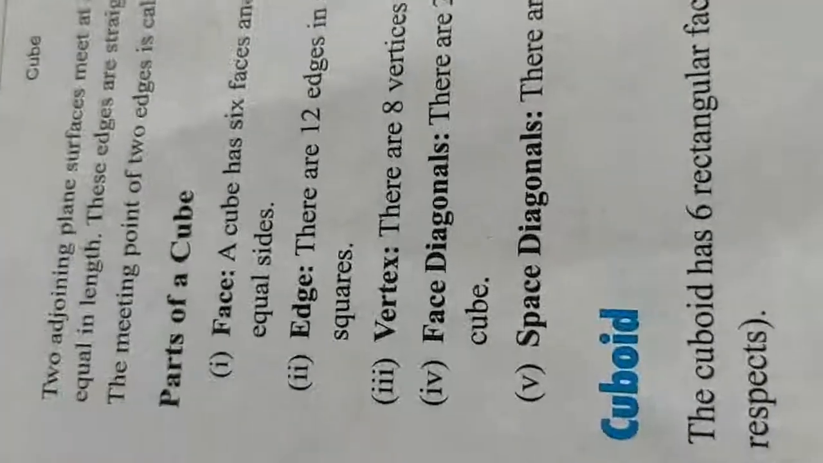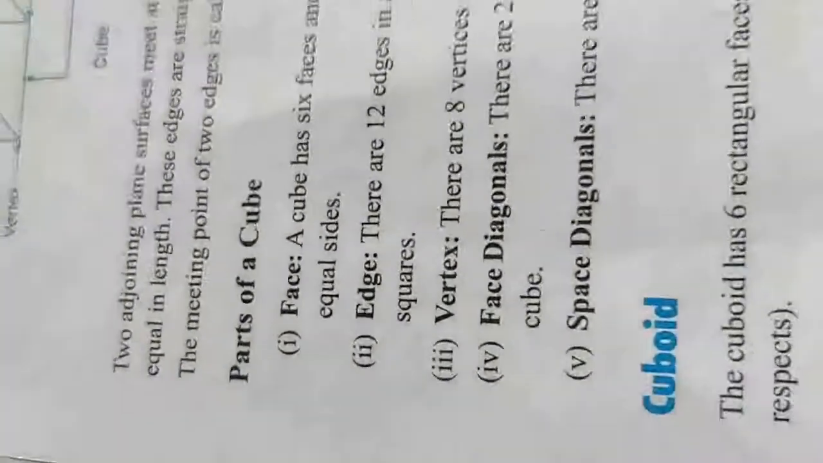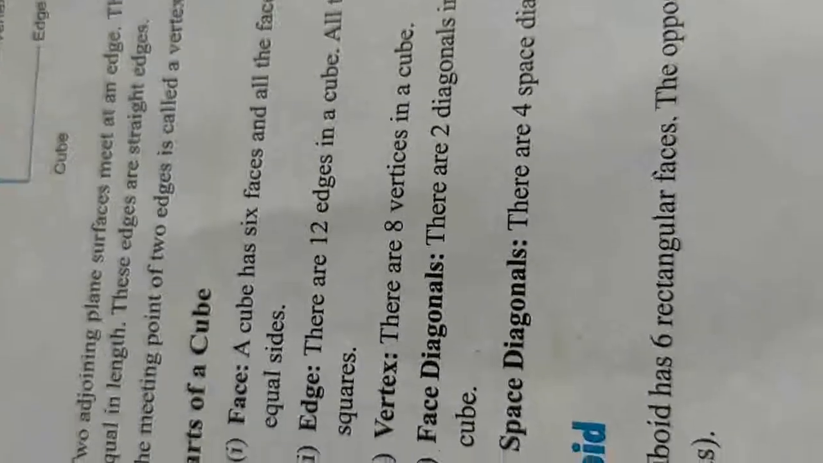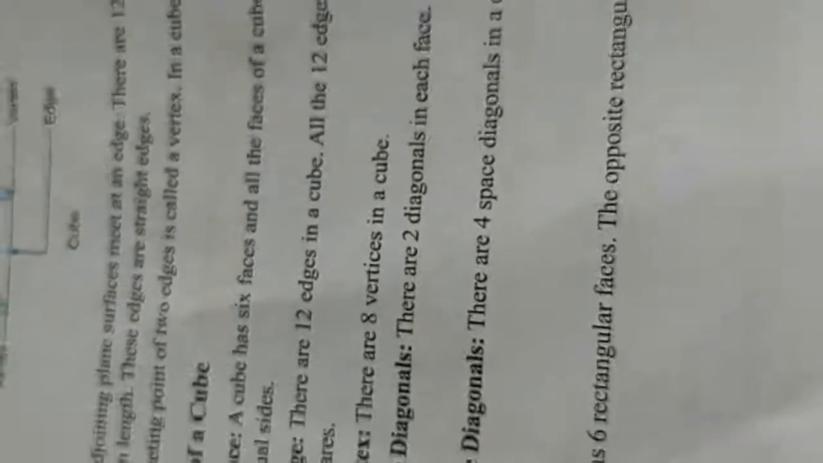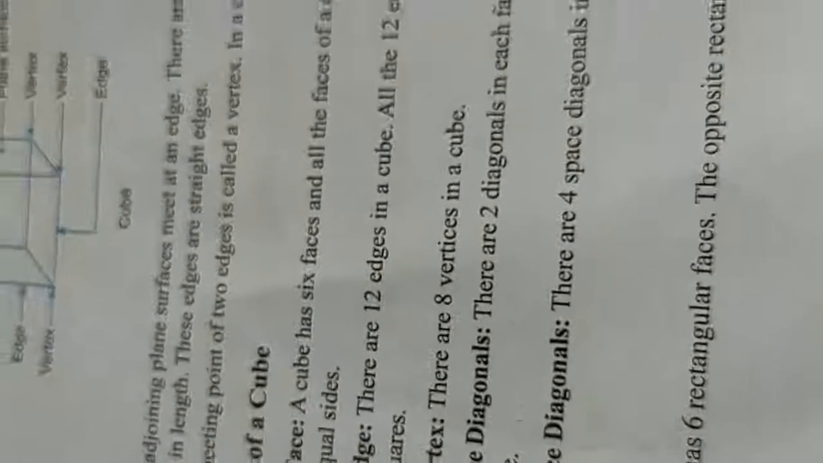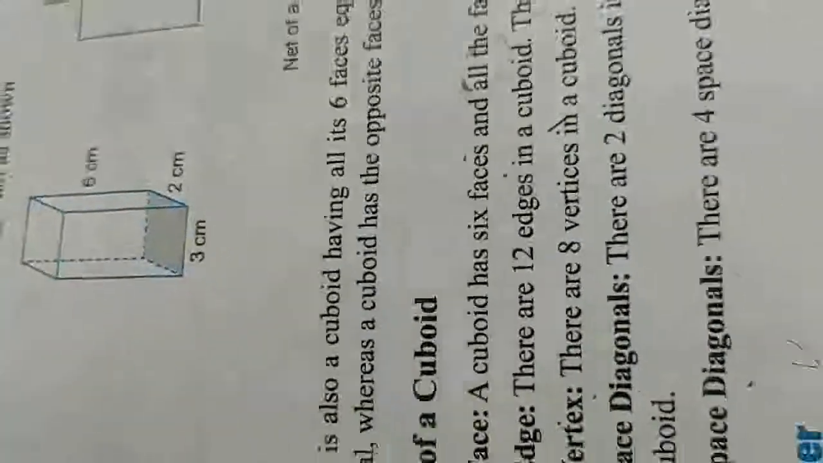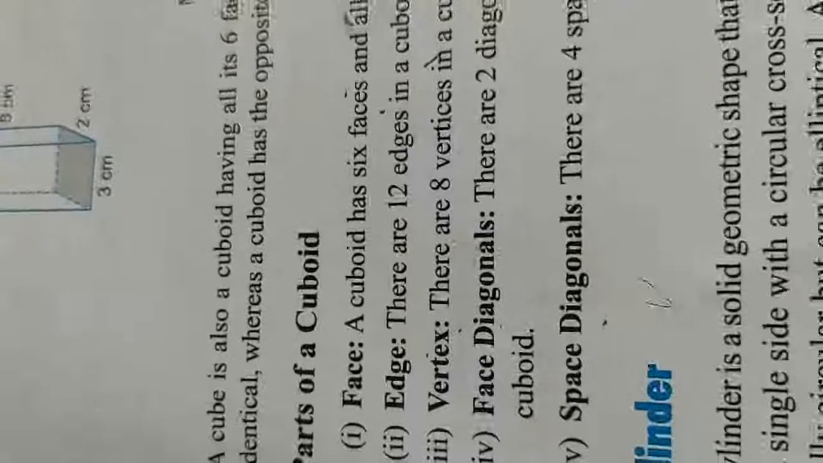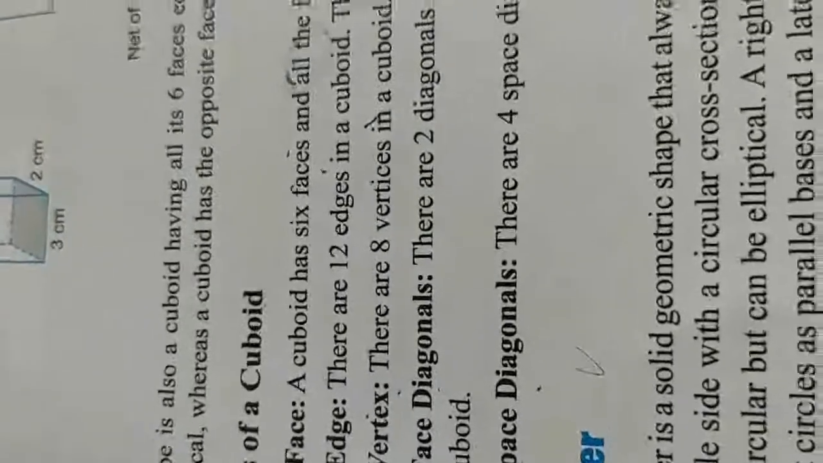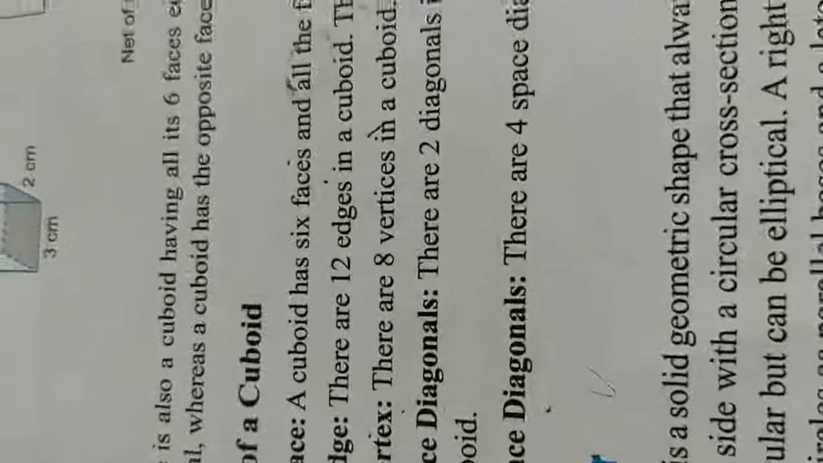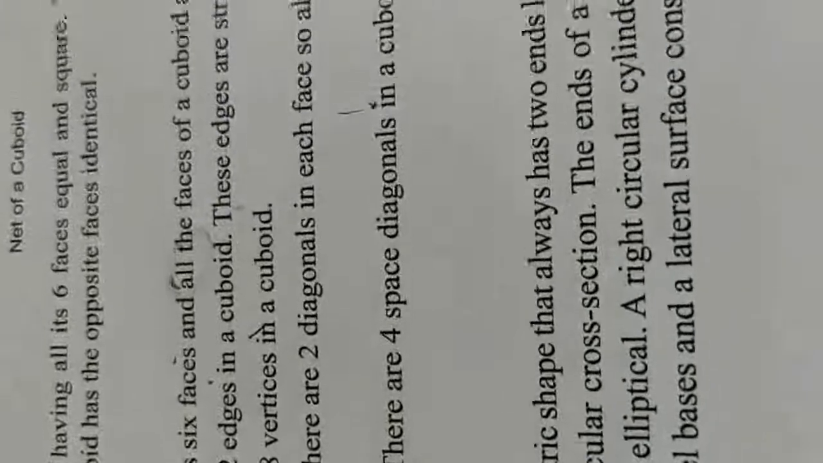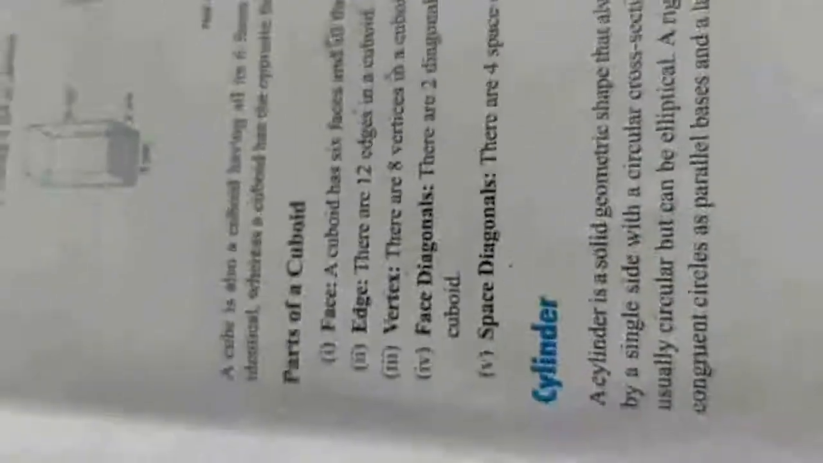Now same as cuboid, cube is made up of square and cuboid is made up of rectangle, and cuboid has 6 rectangular faces. The opposite rectangular plane surfaces are identical, means equal in all respects. And parts of cuboid, see, this is cuboid, and cuboid has also 6 faces, 12 edges and 8 vertices, and there are 2 diagonals in each face, so 6 faces, 6 multiplied 2, total 12 diagonals. Space diagonal. There are 4 space diagonals in a cuboid.